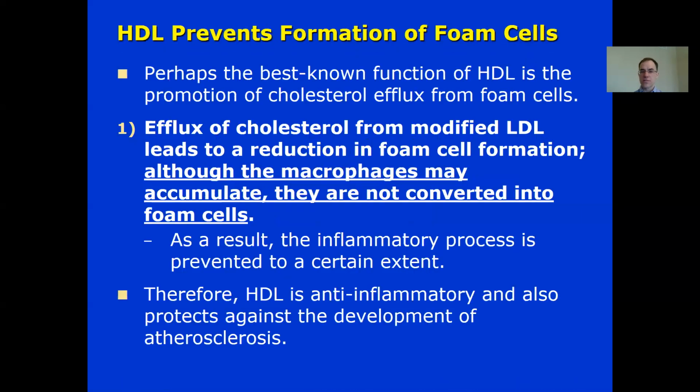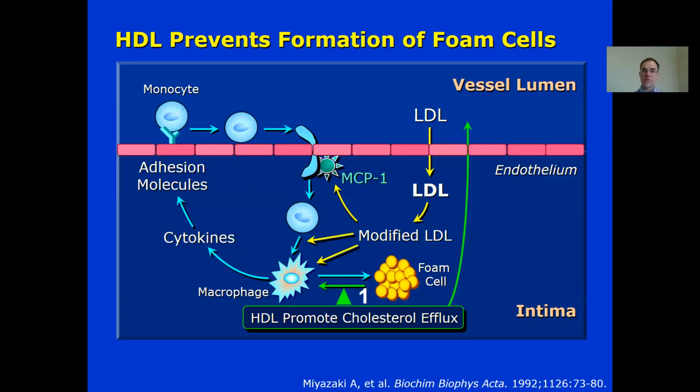The first way has to do with the fact that HDL prevents the formation of foam cells. The way it does this is that it promotes the removal of cholesterol from the intima of the coronary artery. By removing that cholesterol, it prevents or reduces the formation of foam cells. Then that cholesterol is taken out of the intima into the blood, and the HDL will deliver it to the liver, where it can do no more harm.